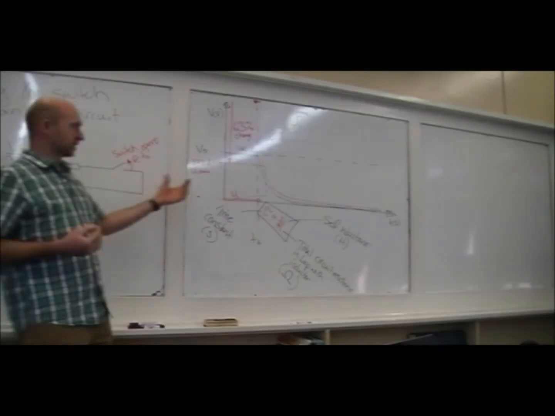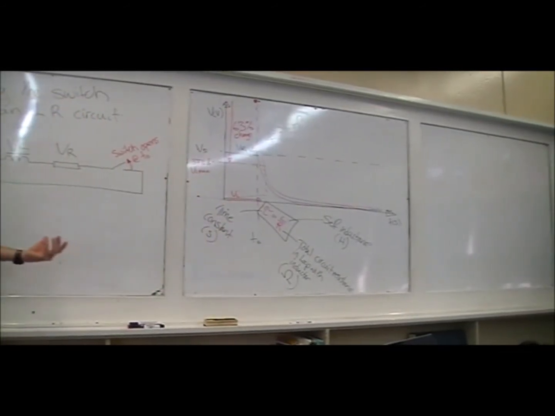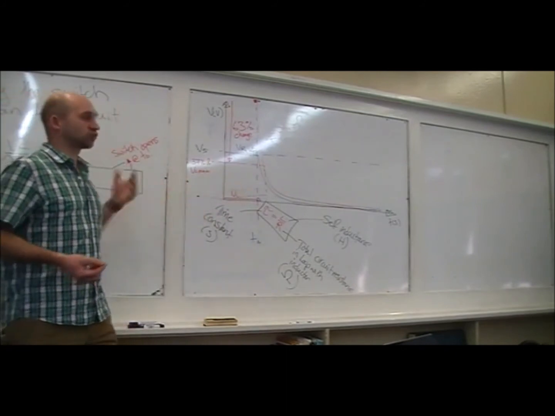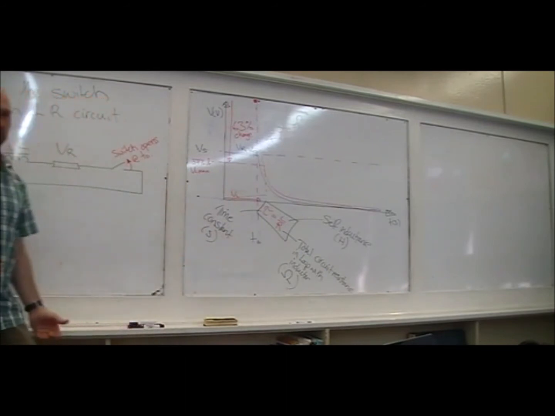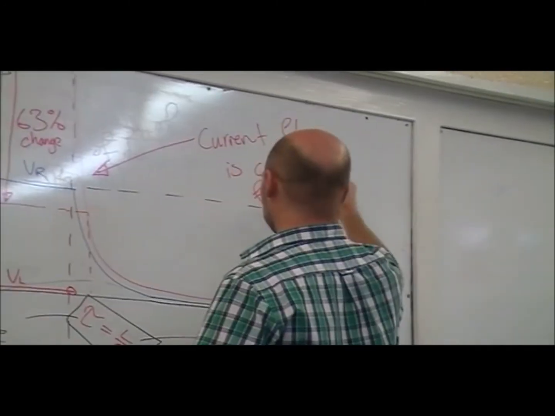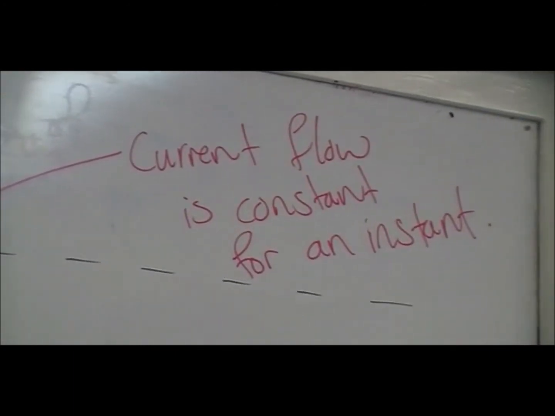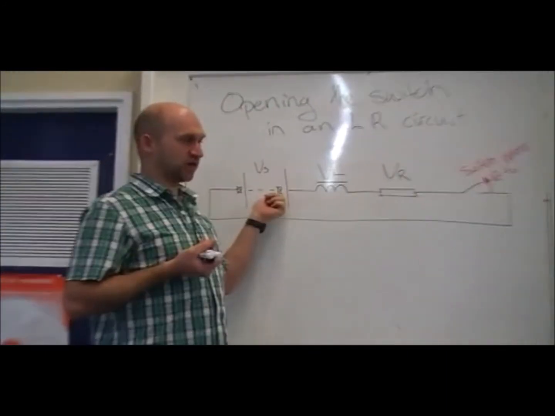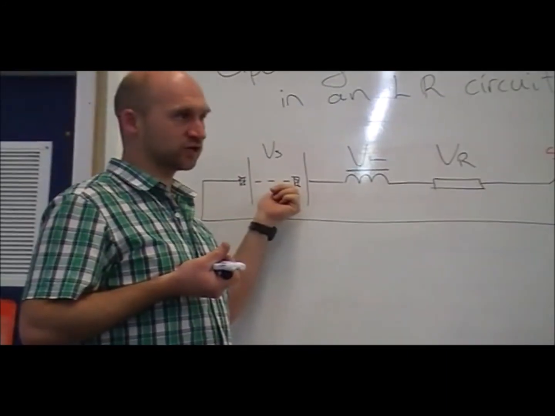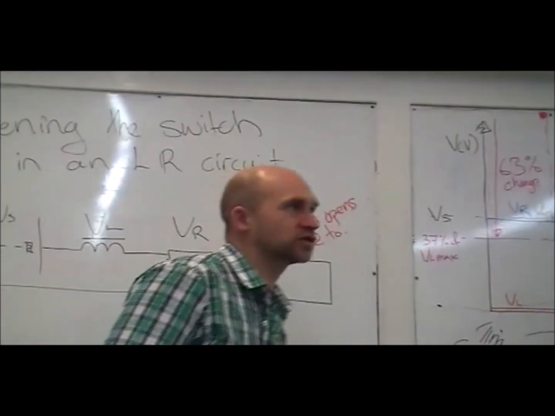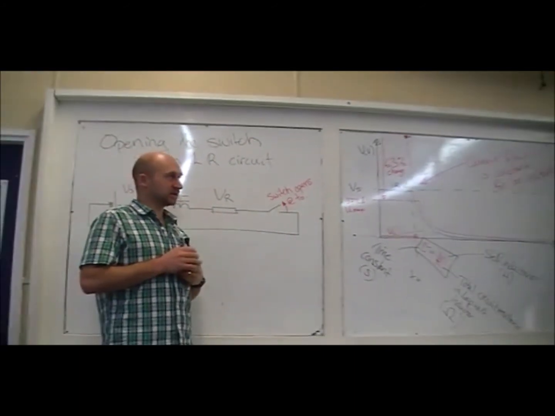So the collapsing magnetic field in the inductor is inducing a really, really big voltage across the inductor to keep current flow constant. That's the critical thing that has to happen: current flow is constant. It's very different, the behaviour when we close the switch. The inductor voltage opposes the change in current, so it's just equal to the supply voltage, and then drops away as current begins to flow. But when we open that switch, the inductor voltage is much, much, much greater than the supply voltage.